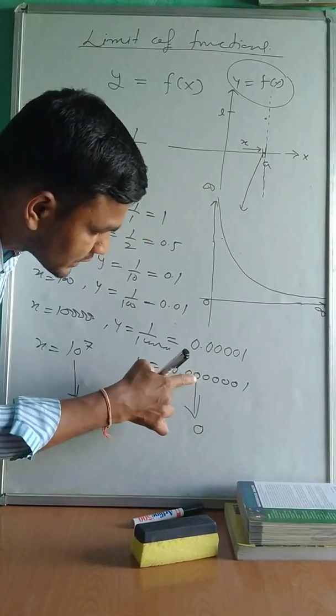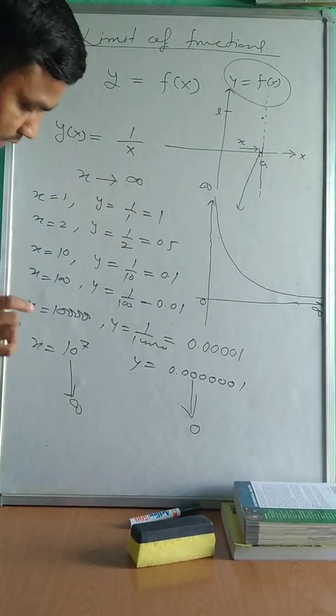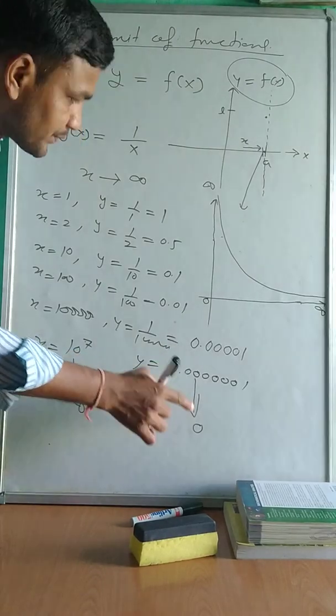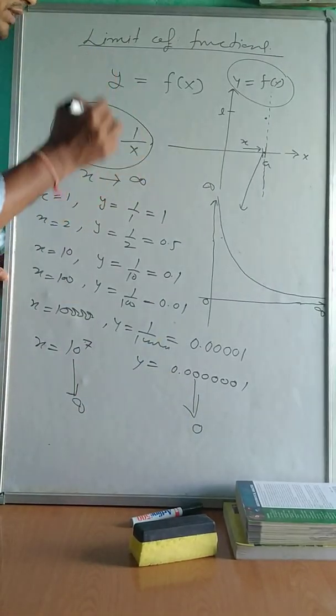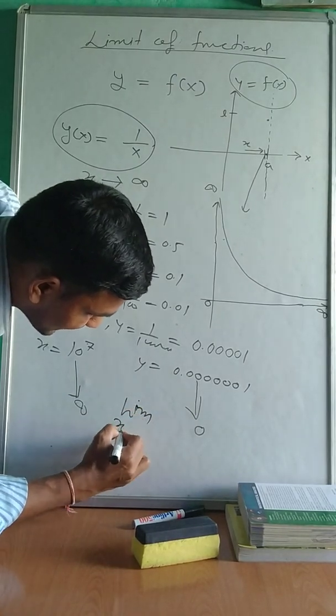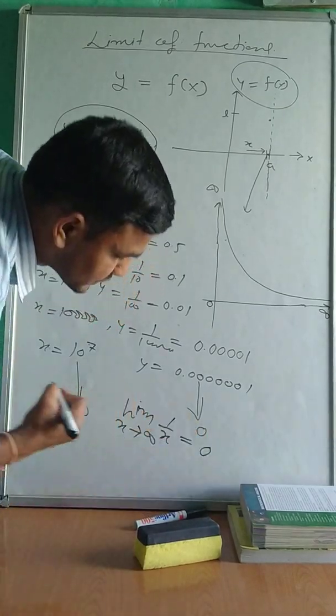It means these values tend to 0. When we approach x to infinity, then the value of y approaches 0. It means the limit of this function is 0. That is, we can write limit x tends to infinity of 1 upon x equal to 0.